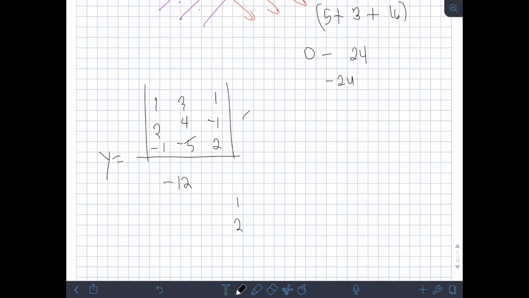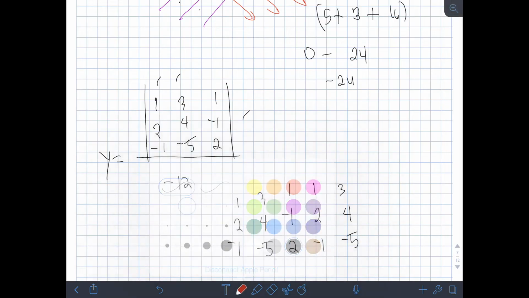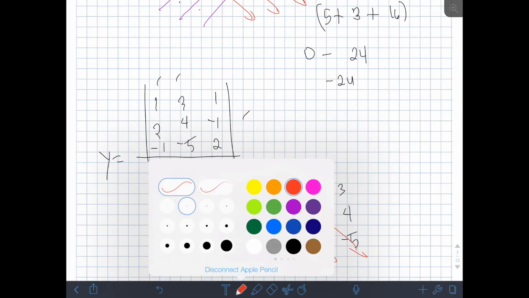We have 1, 2, negative 1. 3, 4, negative 5. 1, negative 1, 2. Then, copy natin yung first two column ulit. So, 1, 2, negative 1. 3, 4, negative 5. Then, arrow down for diagonals.